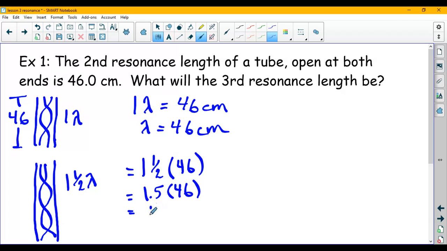What it means is I will get to 69 centimeters and hit the next resonance length, because my third resonance length is 1.5 times my second resonance length. So that means I can write my therefore sentence.